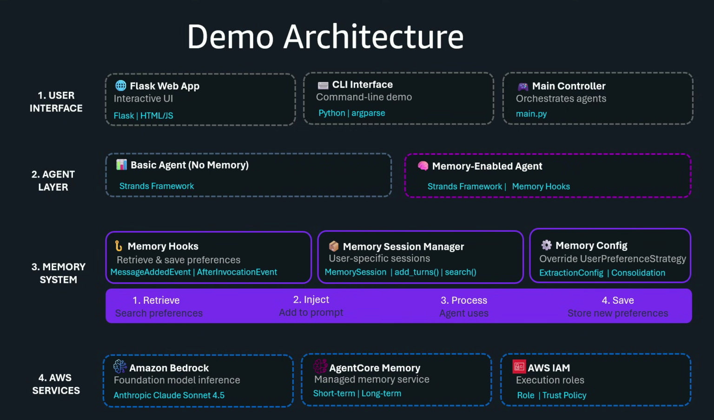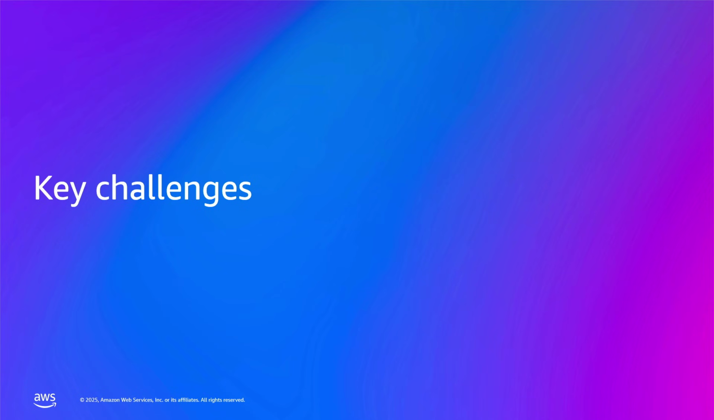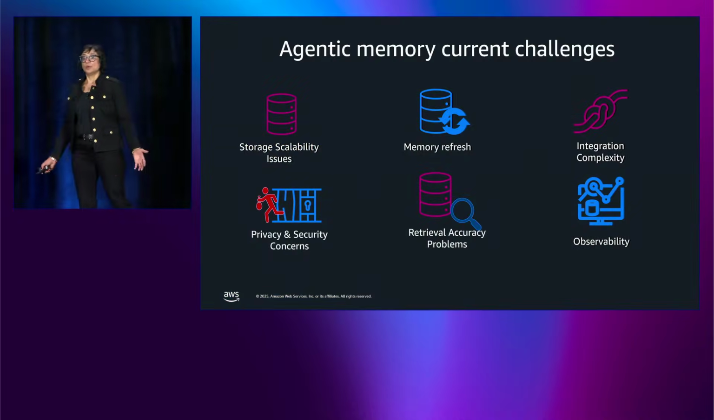So now you have looked and you have got some idea about what this demo is going to look like. But now imagine you have to build all of this on your own, the whole memory system. I'm not even talking about building the agent and deploying it, just the memory system. Imagine you have to do all of this on your own. What would you need?